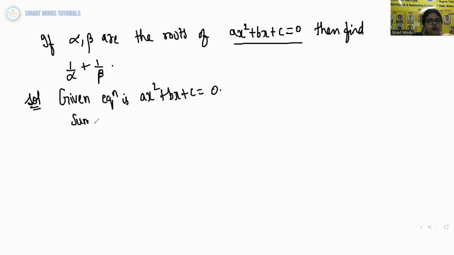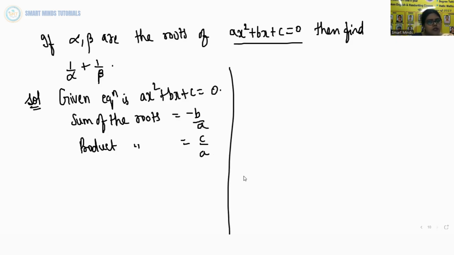So for the sum of the roots, we have a formula. The sum of the roots is minus b by a, and the product of the roots is c by a. We have learned this in 10th grade also. Okay, so sum of the roots is minus b by a, product of the roots is c by a. So we have to do these three steps whenever alpha beta are the roots of ax square plus bx plus c is equal to 0 is given. Now let us move on to the part he is asking us to do.